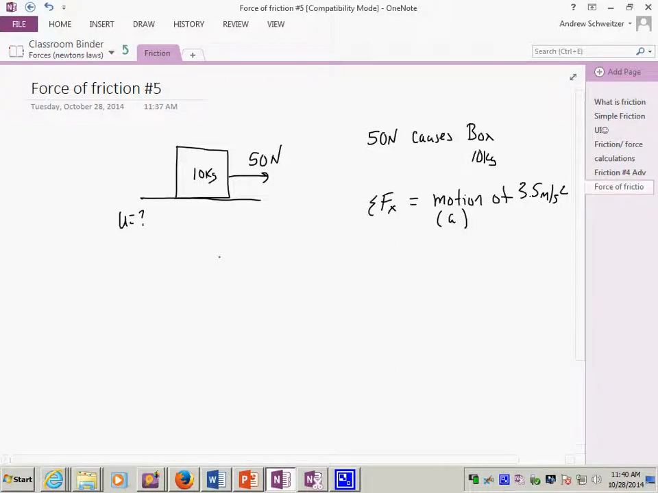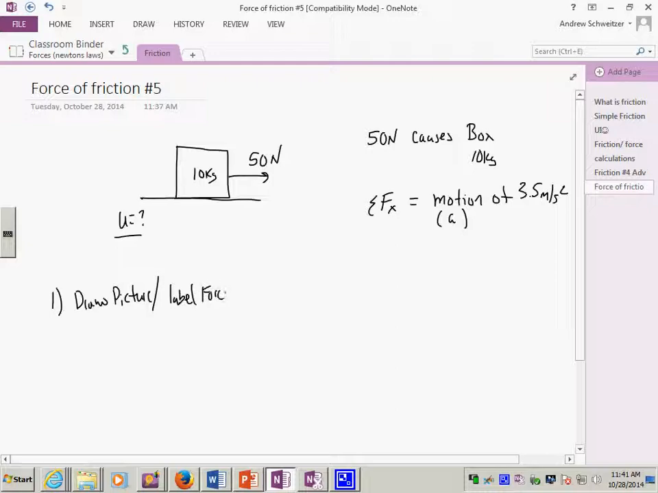All we're given is that the 50 newtons of force is being applied, 10 kilograms, and I want to know what is the coefficient of friction. So step one, let's draw a picture, which already is there, and label the forces. Alright, so I like to list them out here.